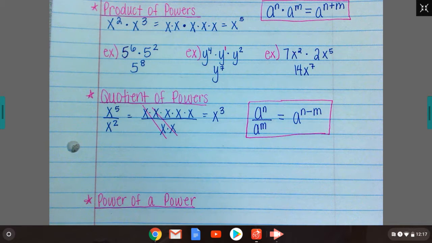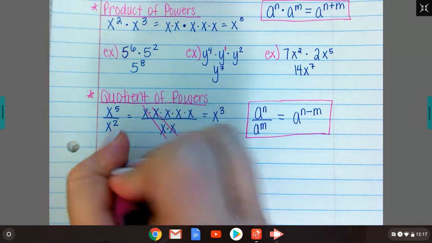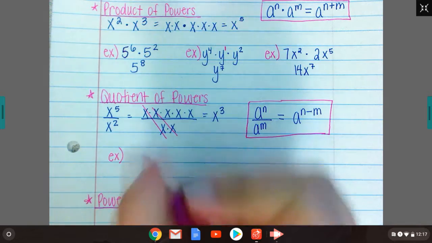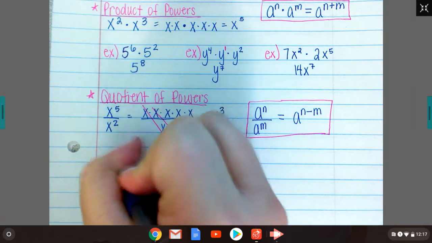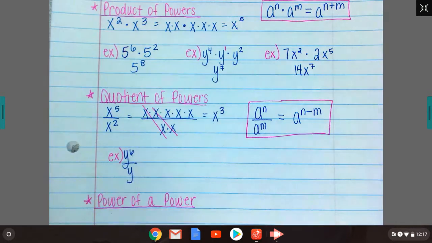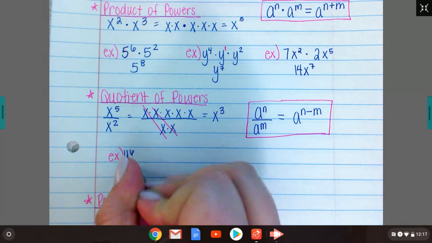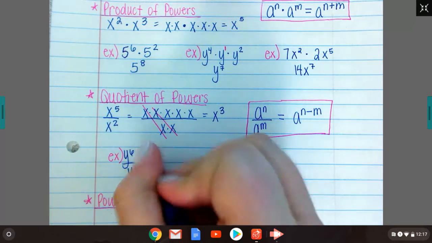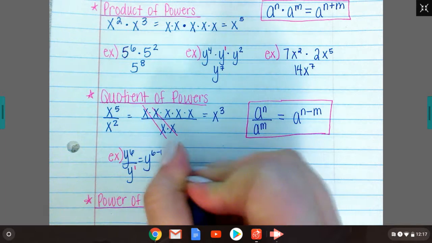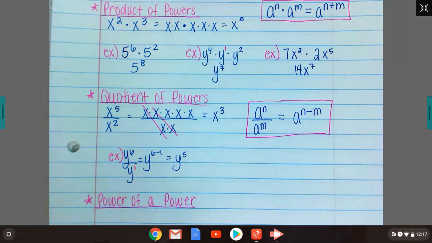There's my next one. Let's do a couple examples of this as well. So if I had y to the 6 over y, notice again, my denominator has an exponent of 1. So this is y to the 6 minus 1, or just y to the 5th. The other way you can think of this is because of the canceling process, there were 5 leftovers in the numerator. So we have a 5 as our exponent, and our term is in the numerator.